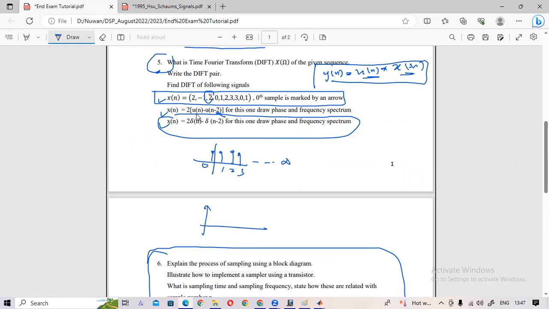This is the shifted signal. Okay. So this 0 is shifted to 1, 1 is shifted to 2, 2 is shifted to 3, and so on. You have infinity. Then you have to subtract this one from this one.